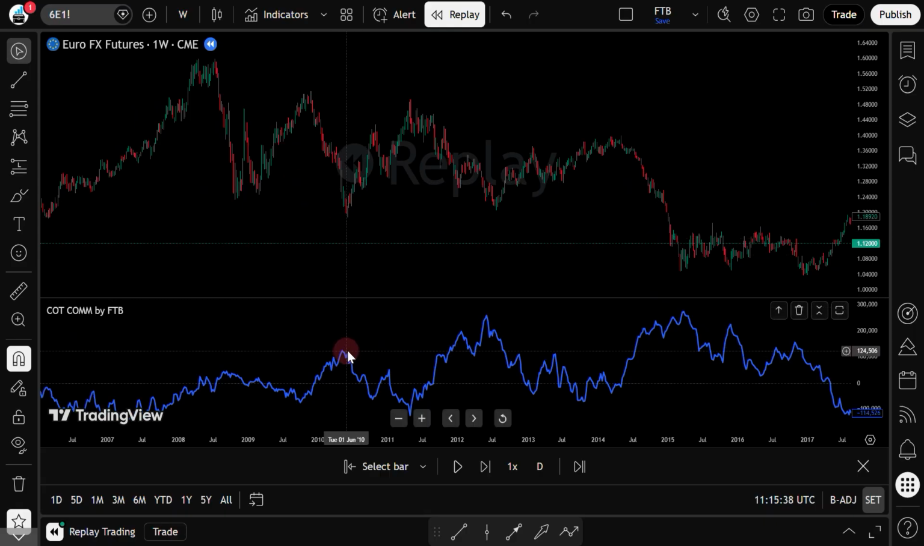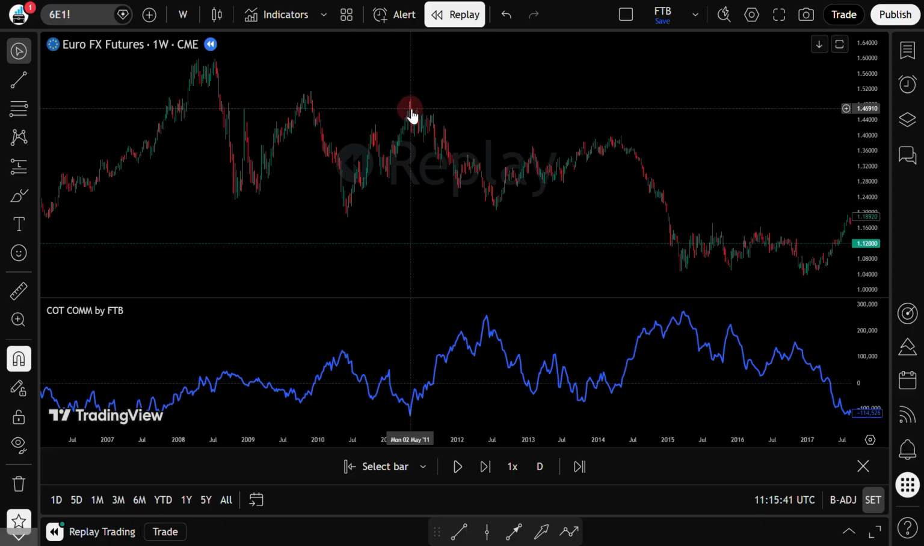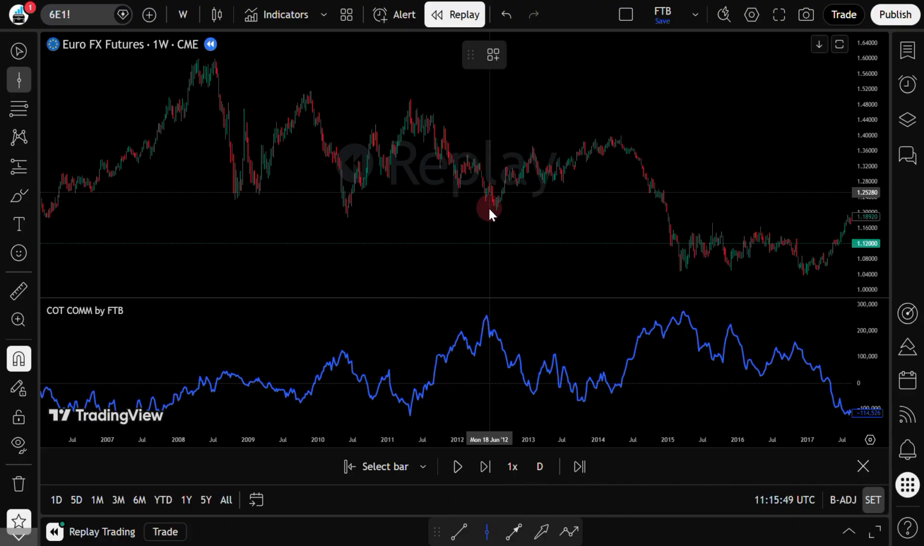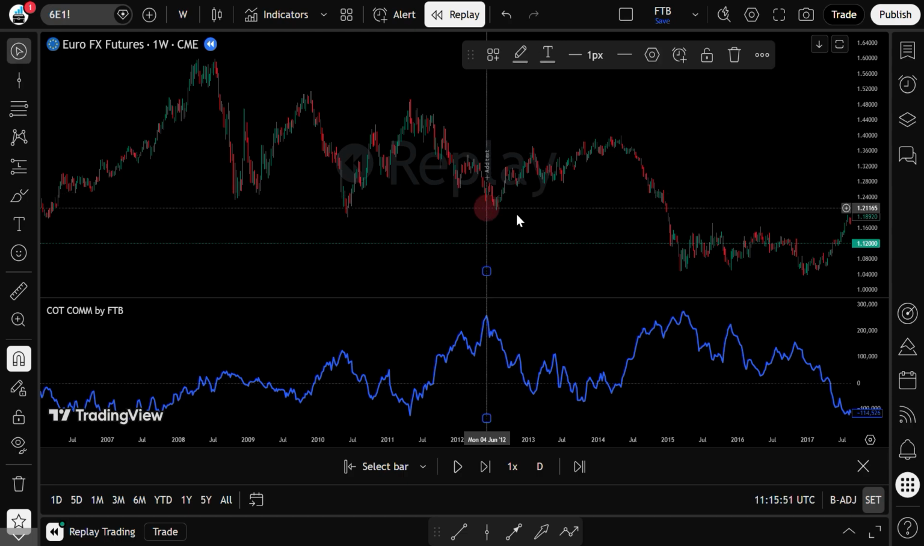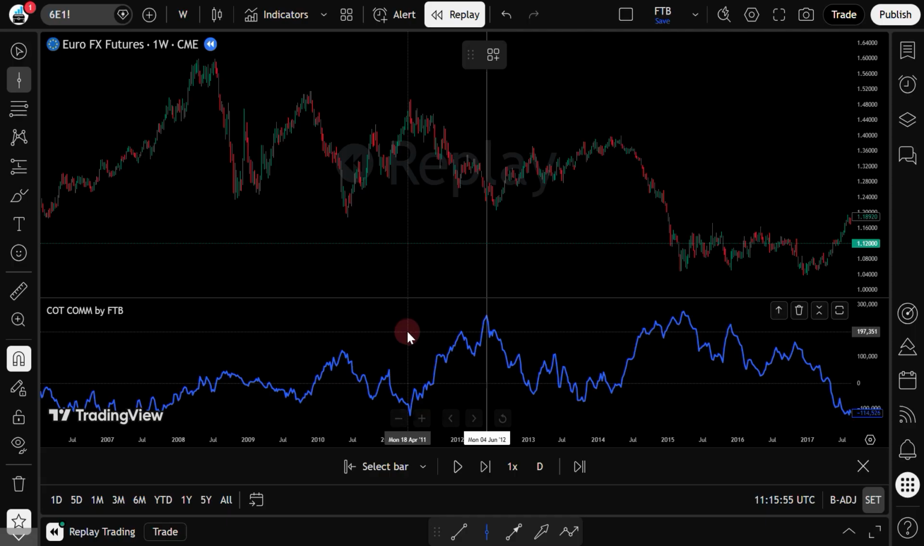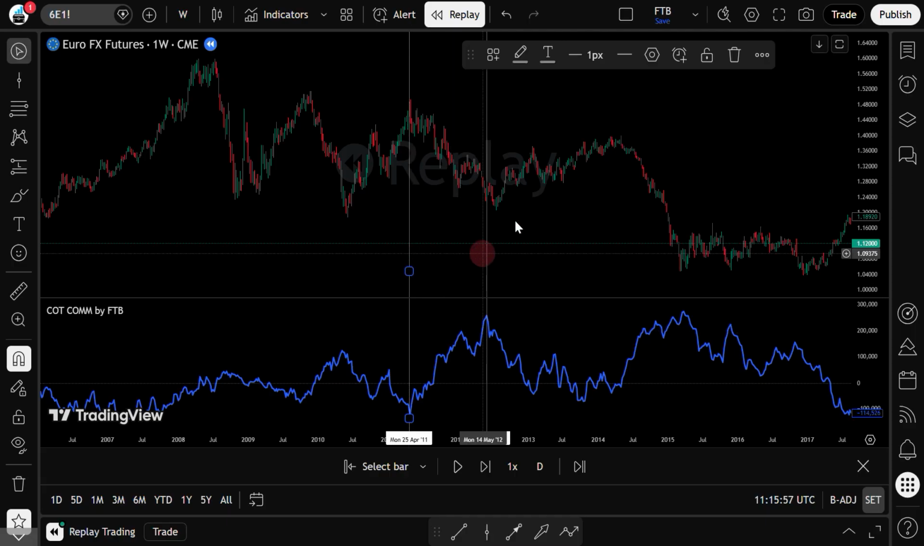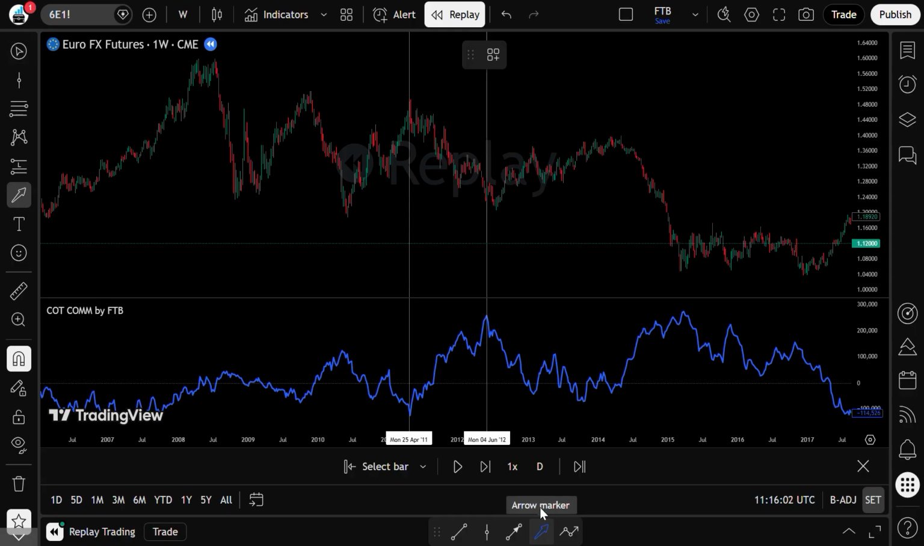Step 1. Look for extremes. When the COT Commercial Positions blue line reaches very high levels, it means commercials are heavily positioned in one direction. When it reaches very low levels, they are positioned in the opposite direction. These extremes often signal potential turning points in the market. But here's the key. This is not a timing tool. It is a context tool. It helps you understand what the smart money is doing in the background, not exactly when to enter a trade.